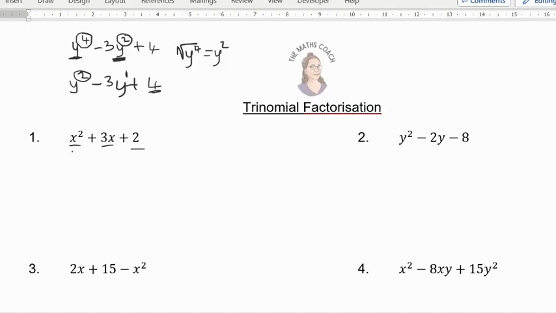So is that first one a trinomial? We've got a term that's being squared. Then the middle term is to the power of 1, so it's the square root of x squared. So yeah, it works. And then we've got a constant.